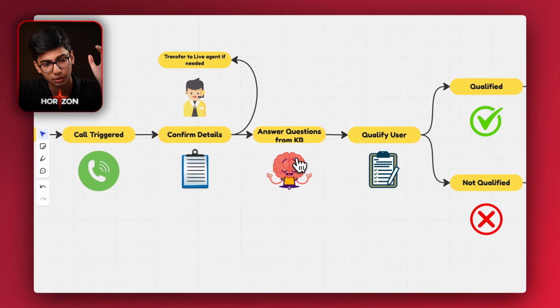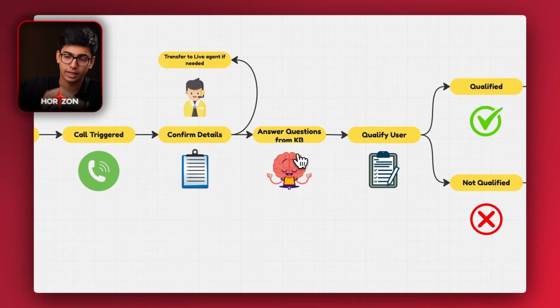But yeah, then the system, after it confirms the details, we can go ahead and answer questions directly from a knowledge base. So for the people who don't know this, and I'll try and keep this medium pace for you guys, a knowledge base is basically a set of data. It's just text that we input into the AI, a document, so that the AI can extract information and answer.